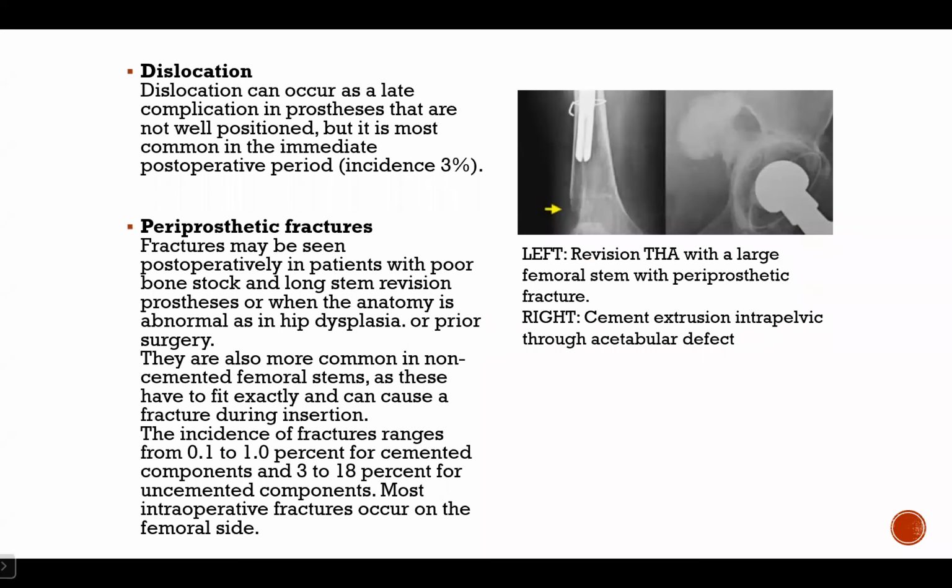Complications of total hip arthroplasty. First of all, we have dislocation. Dislocation can occur as a late complication in prostheses that are not well positioned, but is most common in the immediate postoperative period, with an incidence of 3%.